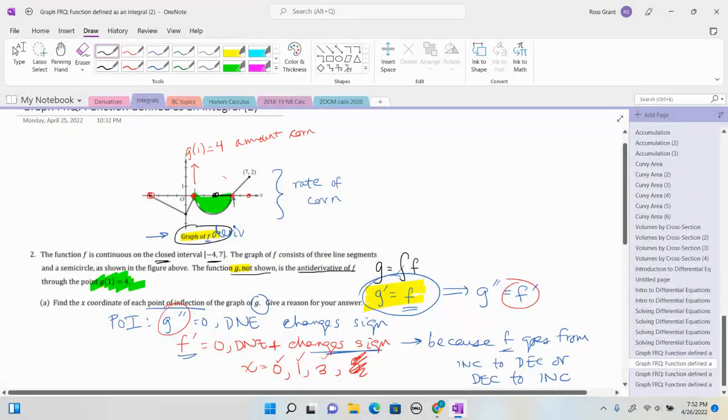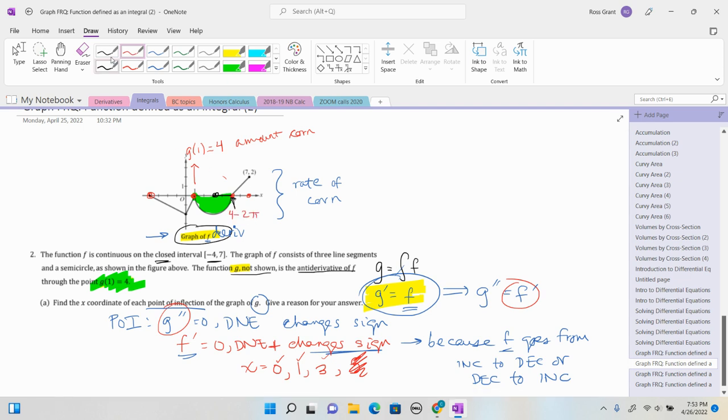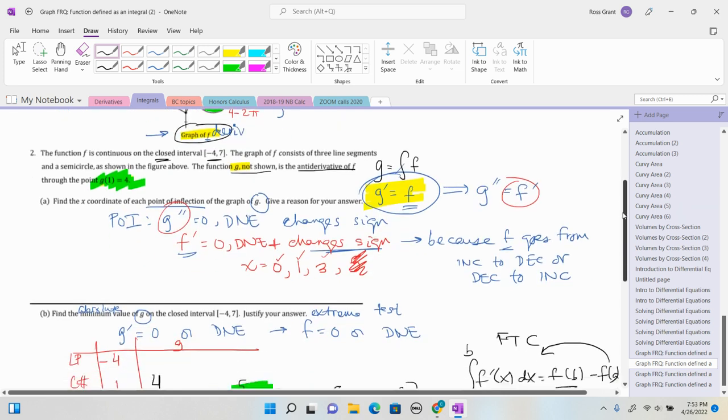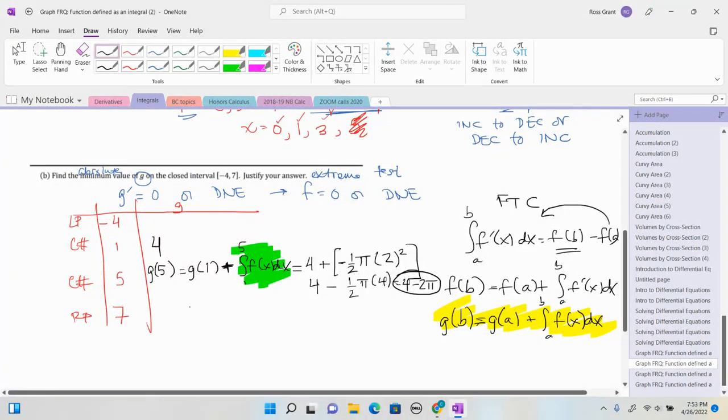So at 5 seconds, right there, my amount is 4 minus 2 pi. Cool. I'm purposely avoiding negative 4. We'll get there. G of 7. Now watch really carefully, because in order to get g of 7, you can start with the original.